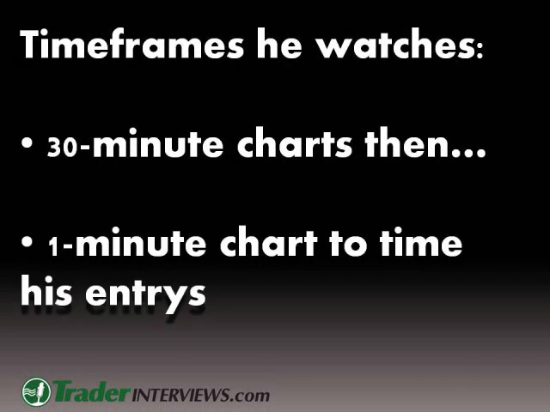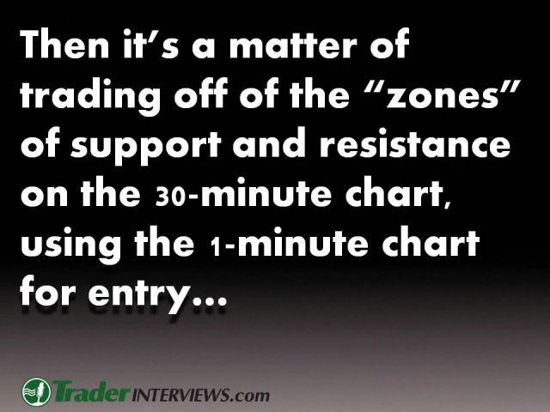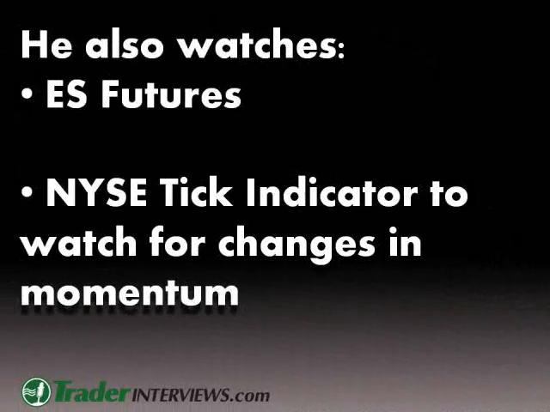Then I go to the 1-minute chart. The 30-minute defines the overall support and resistance prices, and then I go to the 1-minute chart for timing. On the 1-minute chart, I have the ES futures and I have the New York Stock Exchange tick indicator. And I use the tick indicator to show me where the market may be changing momentum from a bearish phase back to a bullish phase and vice versa.